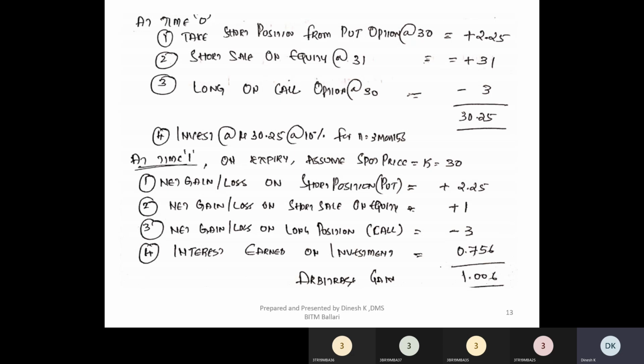Now at the time T1, that is on the last day of the 3 months of the contract, which is going to expire, we don't know what exactly the spot price would be on the date of expiry. So we will assume that the strike price we entered into the contract would be the spot price on the 90th day. We will assume the spot price to be 30. That is the reason I have written: assume S0, the spot price, is equal to K, where K is the strike price, equal to 30.